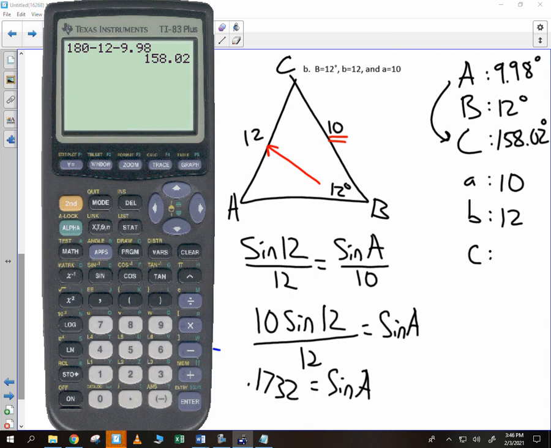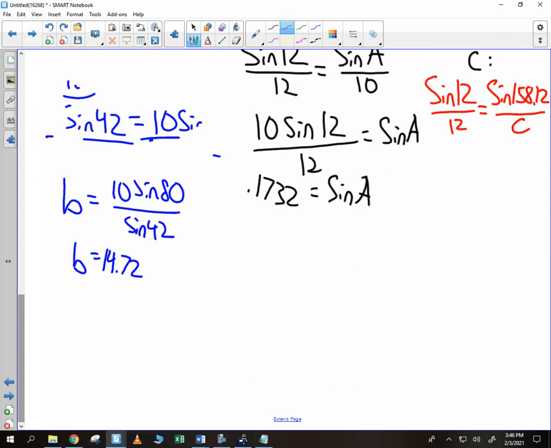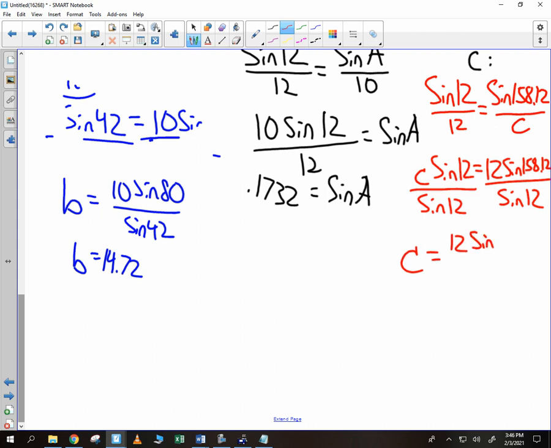Great. Now that I have that set up, I can finally finish this off. The sine of B over B, or the sine of 12 over 12, is equal to the sine of C, 158.12 divided by side C. Let's solve that component. If you cross multiply, you get C sine of 12 is equal to 12 sine of 158.12. Divide both sides by the sine of 12. C is equal to 12 sine of 158.12 over the sine of 12.